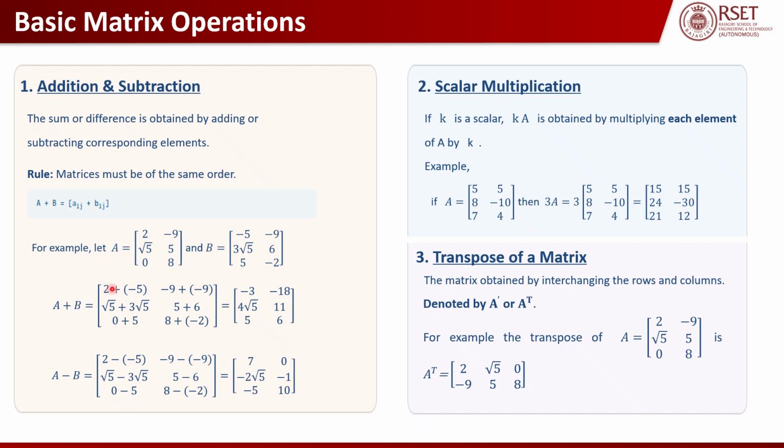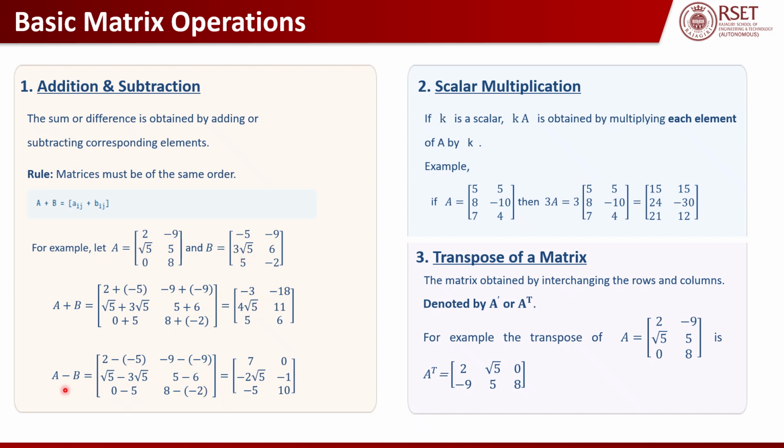In the first example, we take two matrices A and B. What is A plus B? The first element is 2 plus minus 5, which is minus 3. The second element is minus 9 plus minus 9, that is minus 18. The third element is root 5 plus 3 root 5, which is 4 root 5. And the fourth element is 5 plus 6, that is 11. Like that, we can add two matrices.